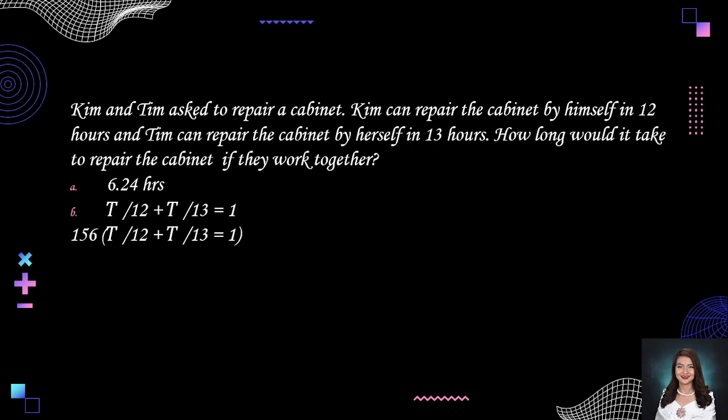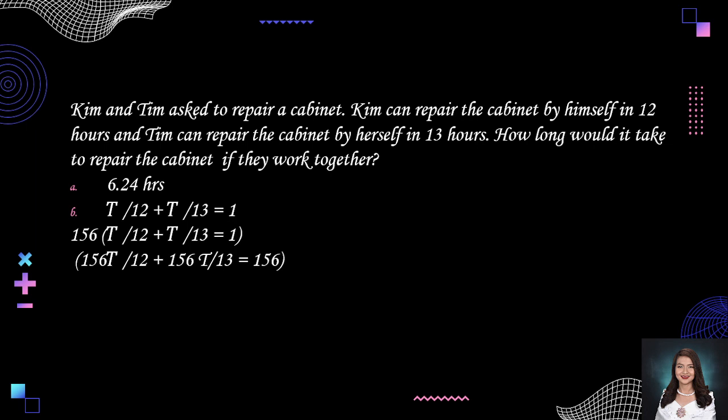How do we get 156? We just multiply 12 multiplied by 13, and we have now 156 multiplied by the quantity of t over 12 plus t over 13 is now equal to 1. Now we're going to multiply 156 into the numerator including the 1. And we get 156t all over 12 plus 156t all over 13 is now equal to 156.